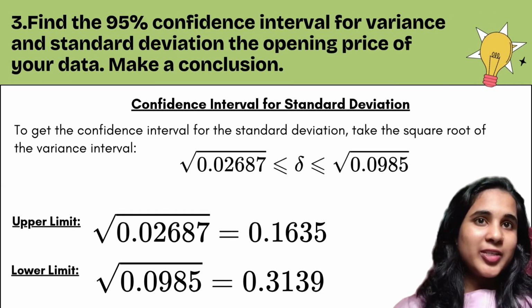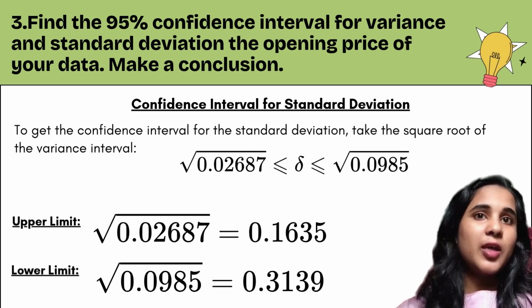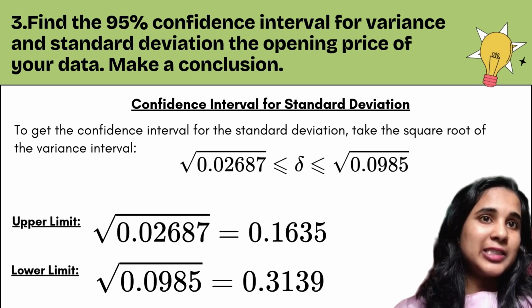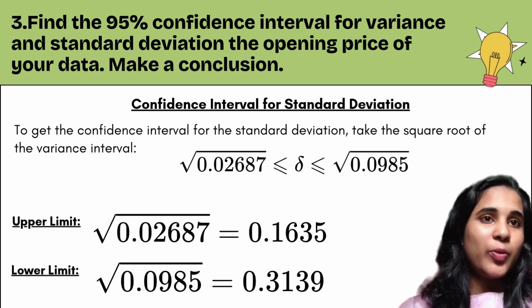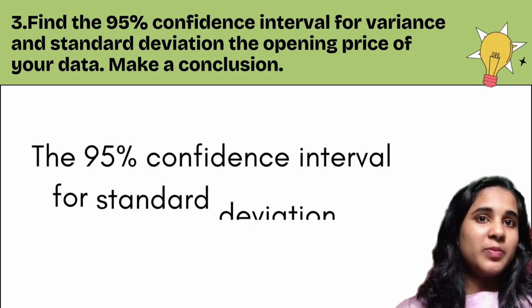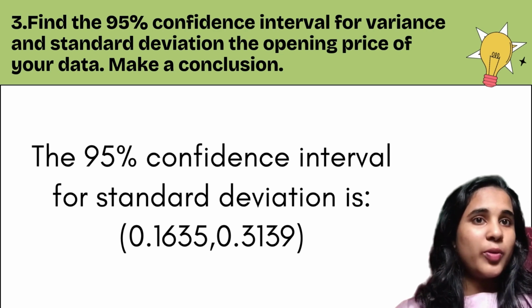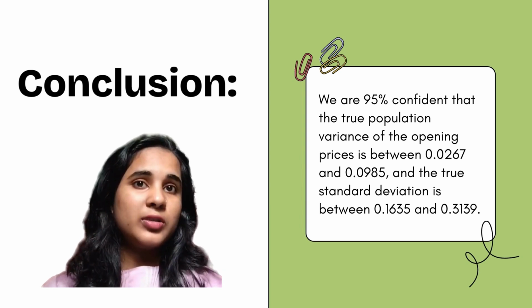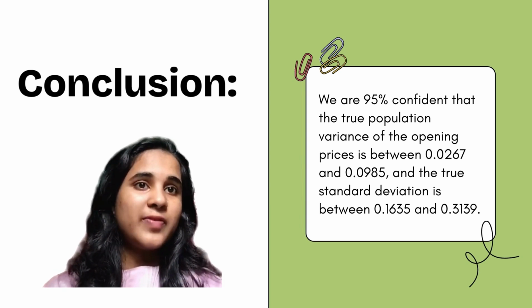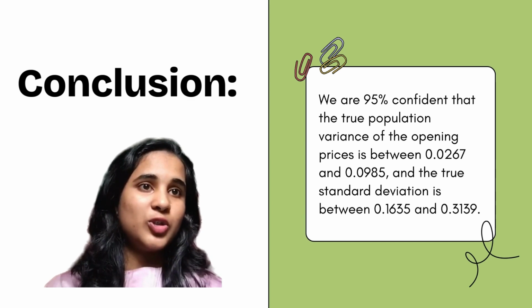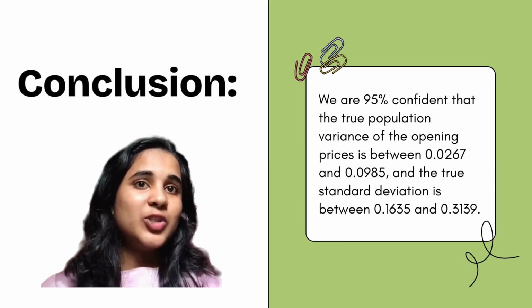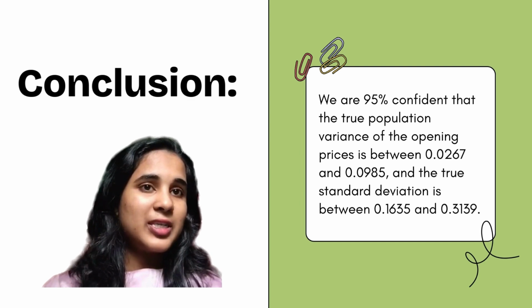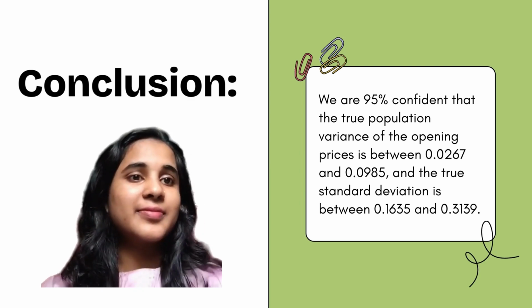The last step is to find the confidence interval for the standard deviation. To get the confidence interval for the standard deviation, we take the square root of the variance interval. So we will get the lower limit is 0.1635 and the upper limit is 0.3139. So the 95% confidence interval for standard deviation is 0.1635 and 0.3139. In conclusion, we are 95% confident that the true population variance of the opening price is between 0.027 and 0.0985, and the true standard deviation is between 0.1635 and 0.3139.